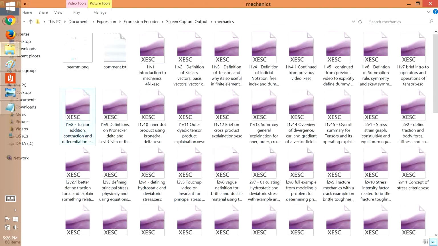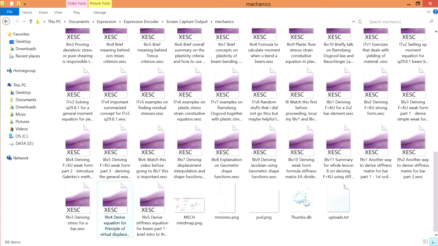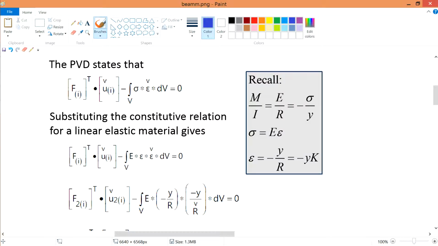Alright, in the first video of our lesson, or rather not the first video but l9v4, we derived the principle of virtual displacement, the PVD. We're going to utilize it now. If you haven't watched it, watch that video, and then we'll talk about it later. Nonetheless, we'll utilize the PVD now in our case, after knowing our beam system, as we have done earlier.